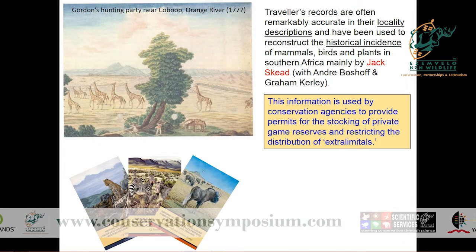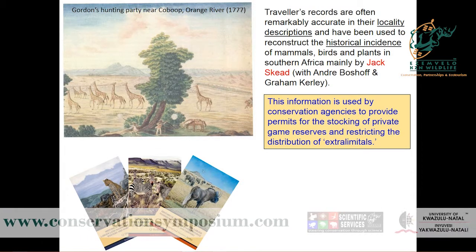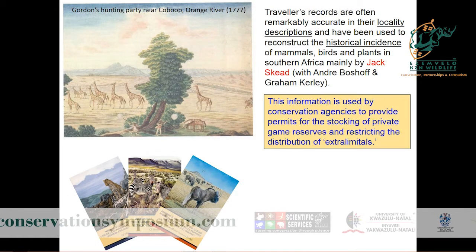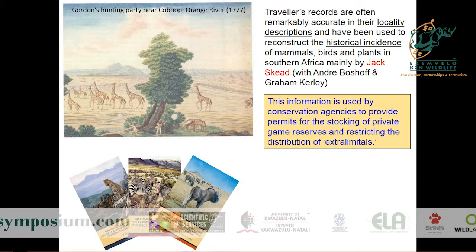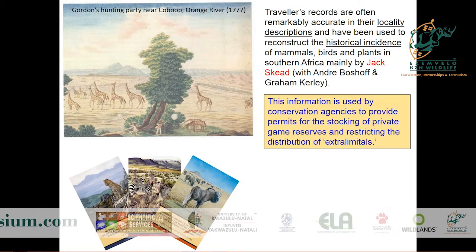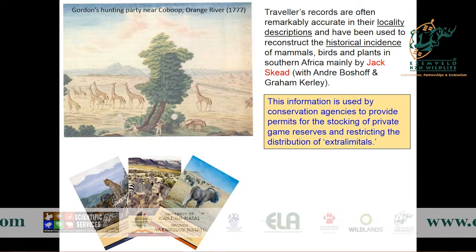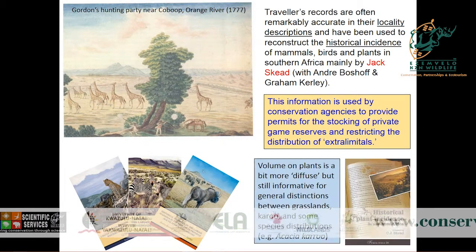And they've produced these three volumes on the historical incidence of mammals in the Cape, Free State, and the Eastern Cape. And they've been used by conservation agencies to provide permits for stocking of private game reserves and prevent the wrong animals going to the wrong places based on these records.